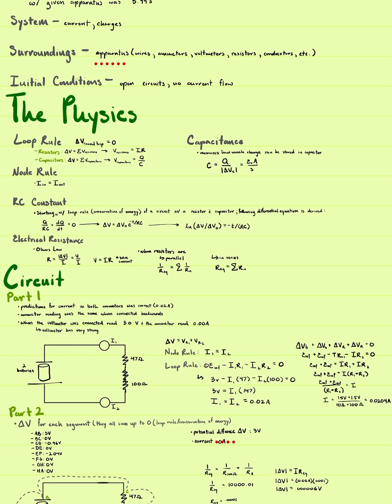Capacitance is the measure of charge that can be stored in the capacitor for each unit of the potential difference. Capacitance is equal to the magnitude of the charge on one capacitor plate divided by the potential difference, which is equivalent to the area times the vacuum permittivity divided by the separation distance.